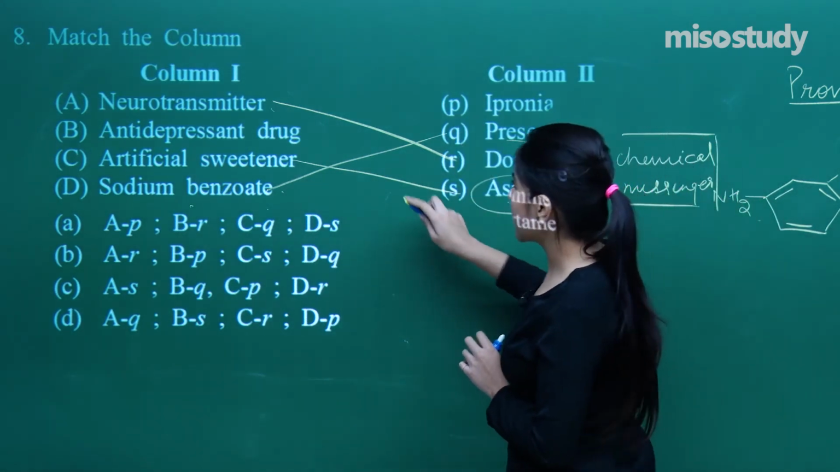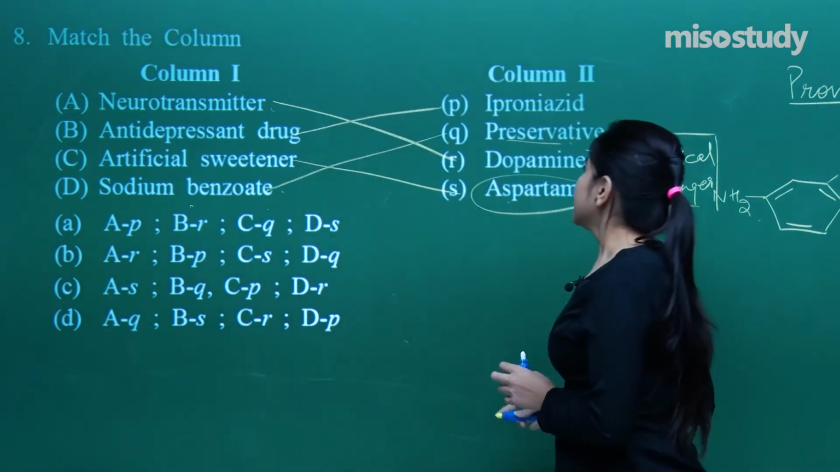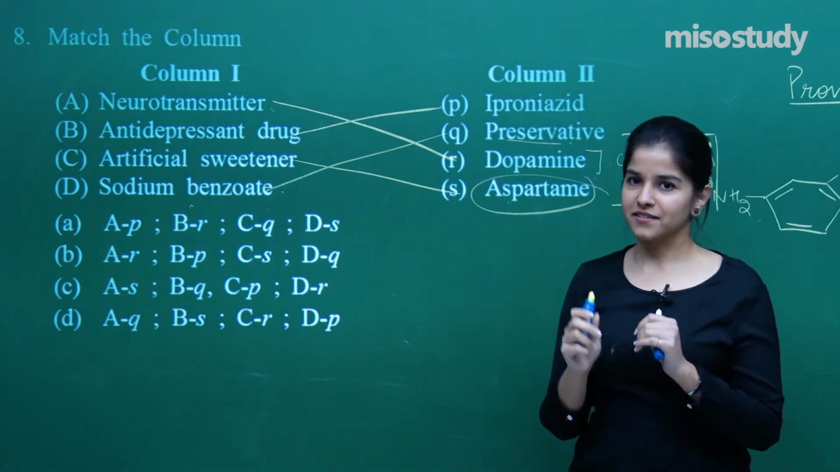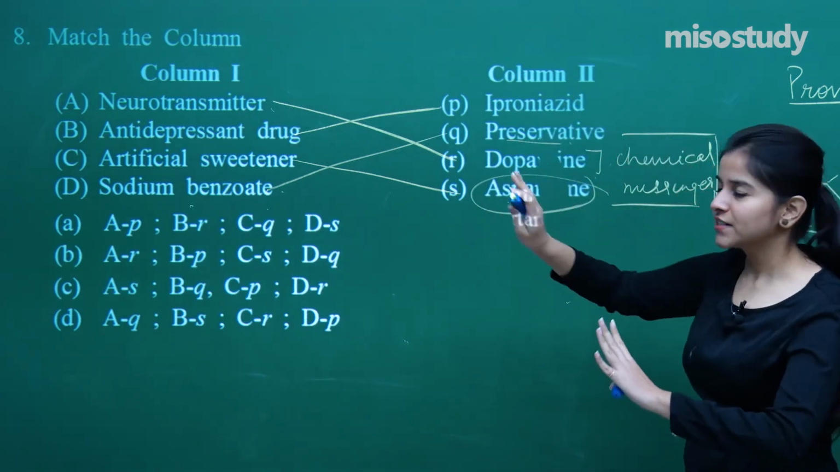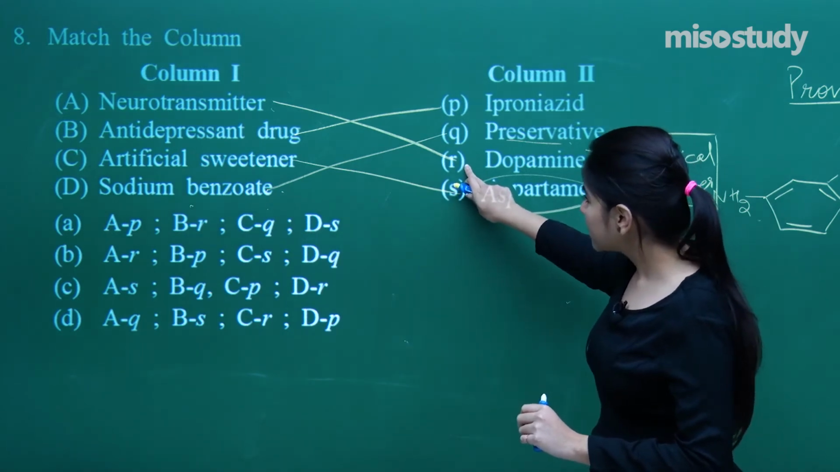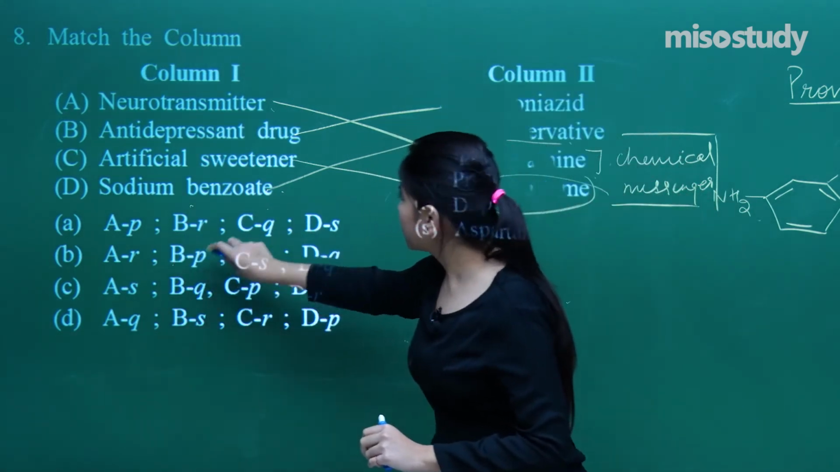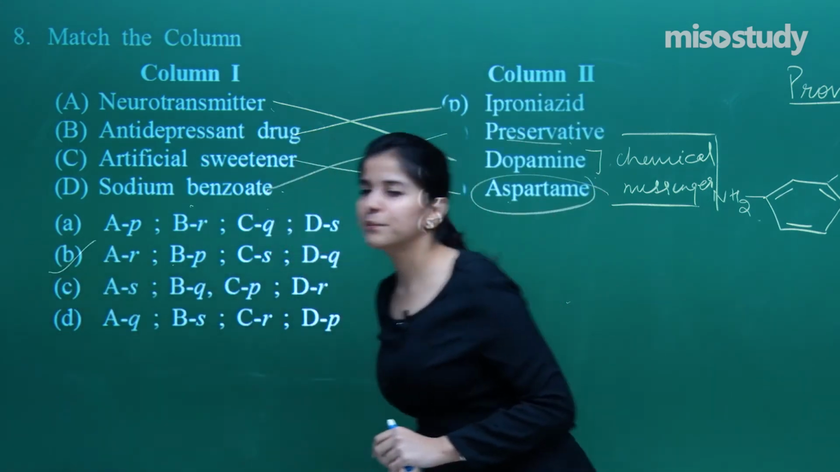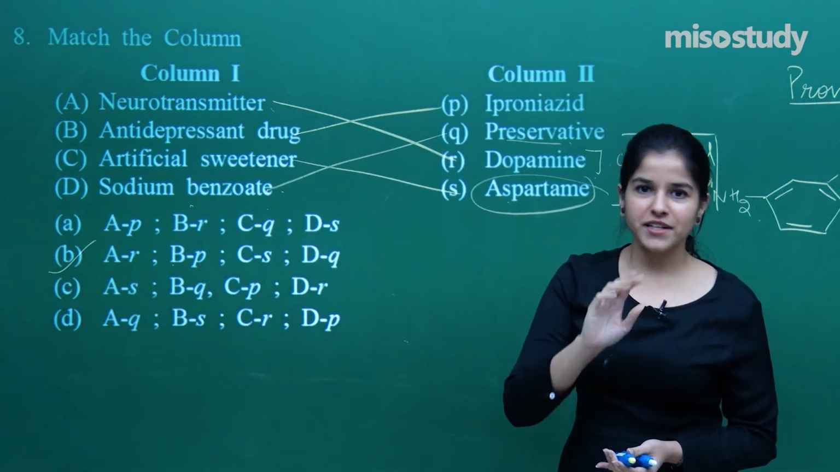Now if I move on to antidepressant drug, very much evident, iproniazid is the answer. So I hope everybody has got this match the column very well. A would be referring to R, B would be referring to P. Okay, I've got my option. B is the answer. I hope everybody has got the answer.